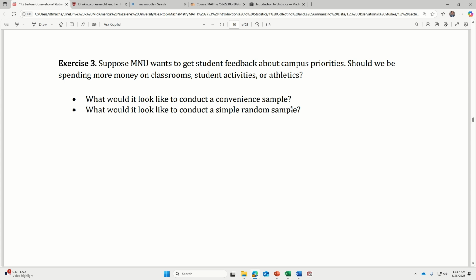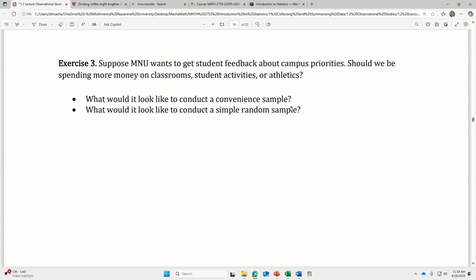Suppose MNU wants to get student feedback about campus priorities. So they want to know, should we be spending more money on classrooms? Should we be spending more money on student activities? Or should we spend more money on the athletic teams? What would it look like to conduct a convenient sample? What's the most convenient way that they could sample students for this question?